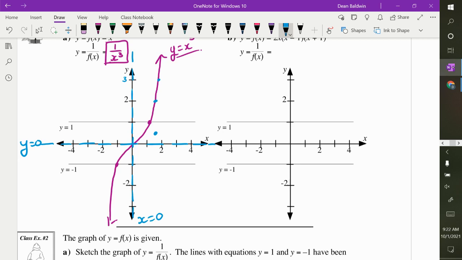1 over 3. So it's down there somewhere. Now, if I say this point right here is at 1/2, and I take the reciprocal, what's 1 over a half? 2. So it gets bigger.